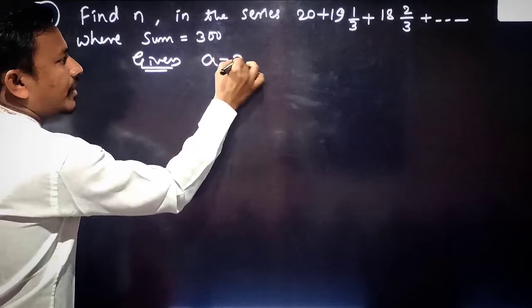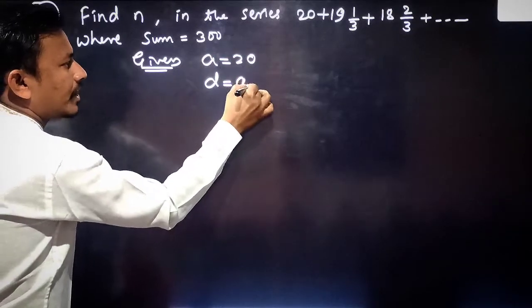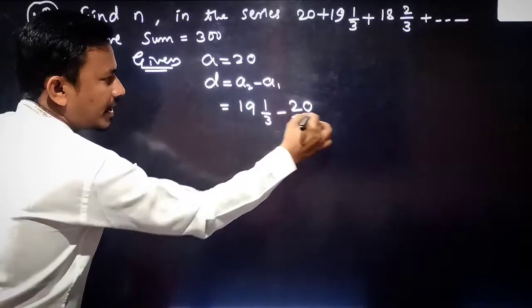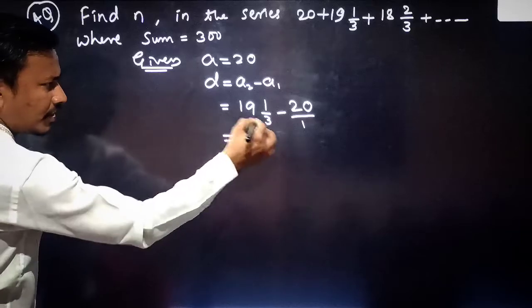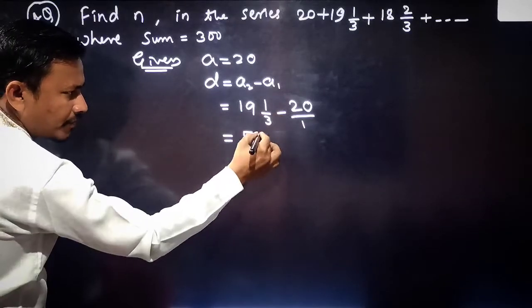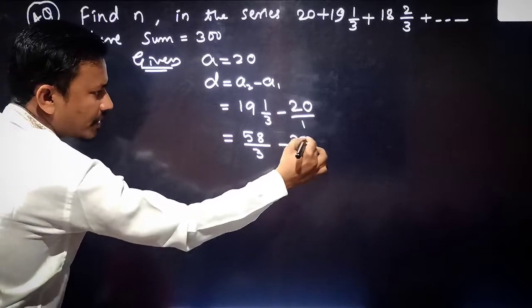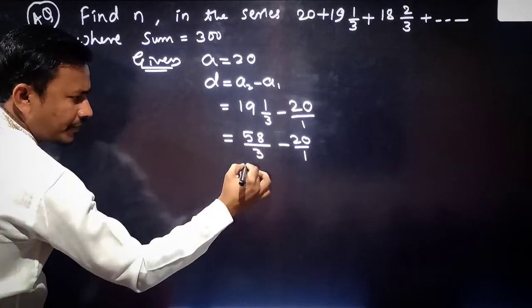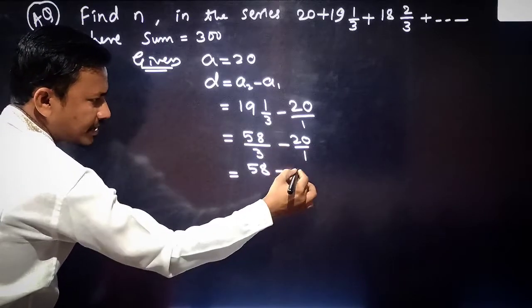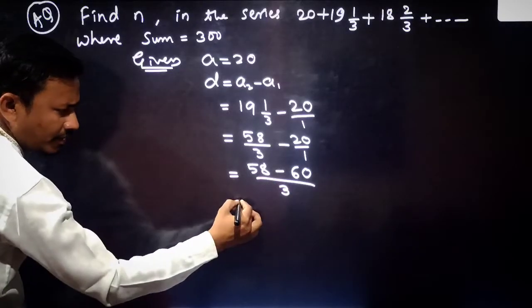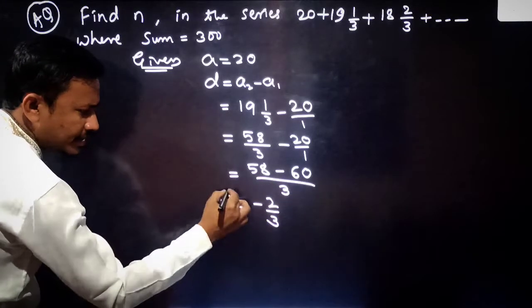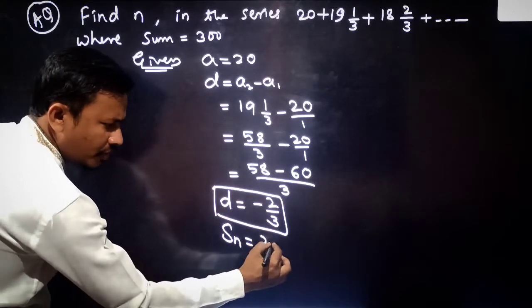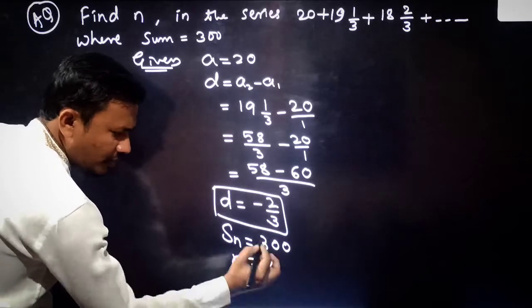A is equal to 20. D is equal to A2 minus A1, that is 19 1/3 minus 20 divided by 1. This is equal to 19 3s are 57 plus 1, 58 divided by 3 minus 20 divided by 1. Cross multiply: 58 minus 20 3s are 60, so 3 1s are 3. Minus 2 divided by 3 is the D value, correct? Then Sn is equal to 300. n is equal to question mark.